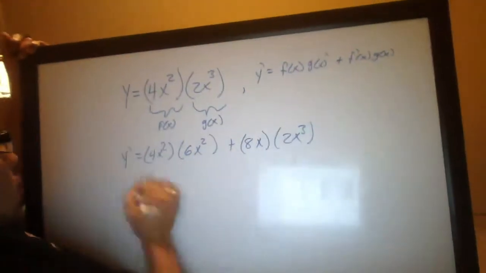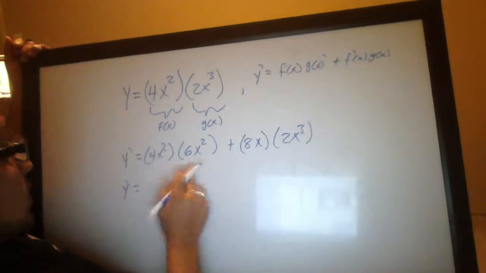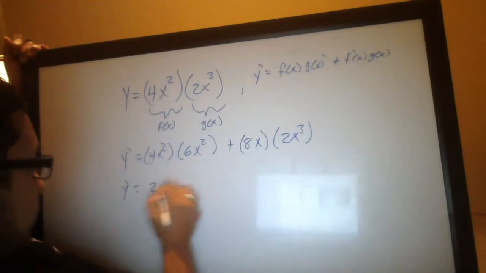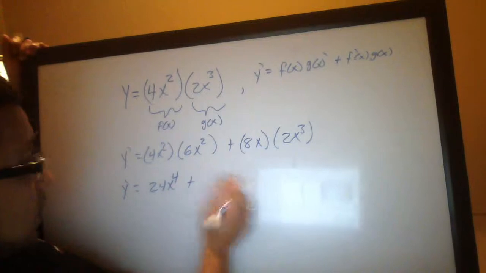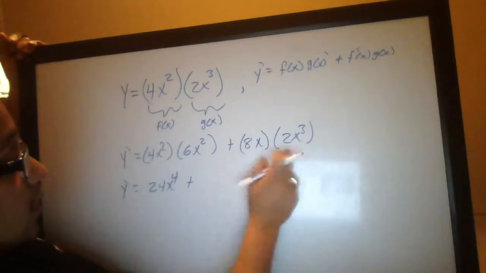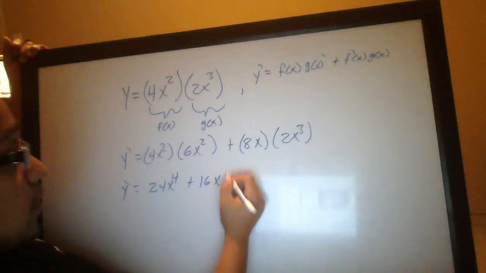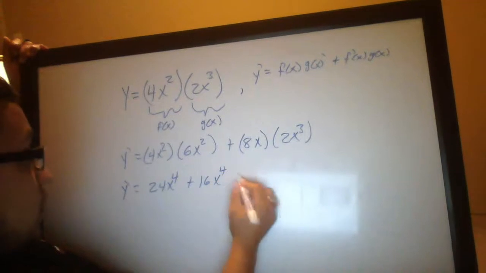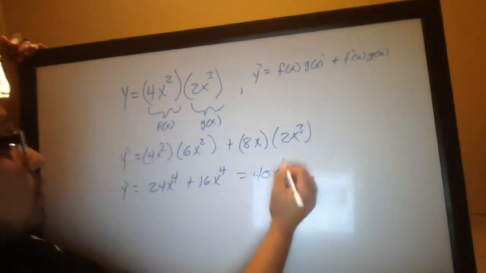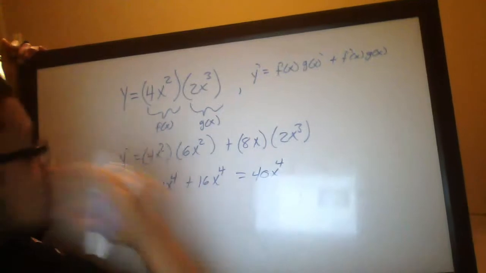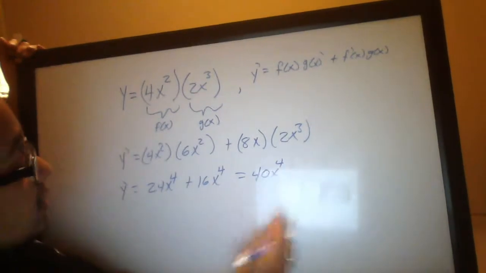So what is that equal to? You see y prime equals 4 times 6, 24, x to the 4th, plus 8 times 2, 16, x to the 4th, which is going to be equal to 40 x to the 4th, so 24 plus 16. So this, as you can see, is exactly what we had the last time.